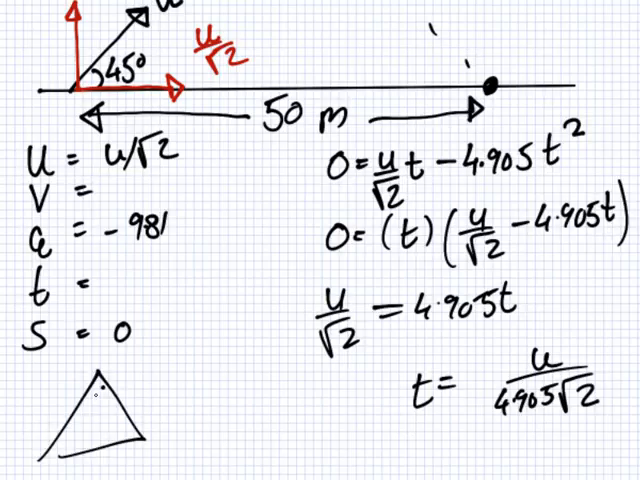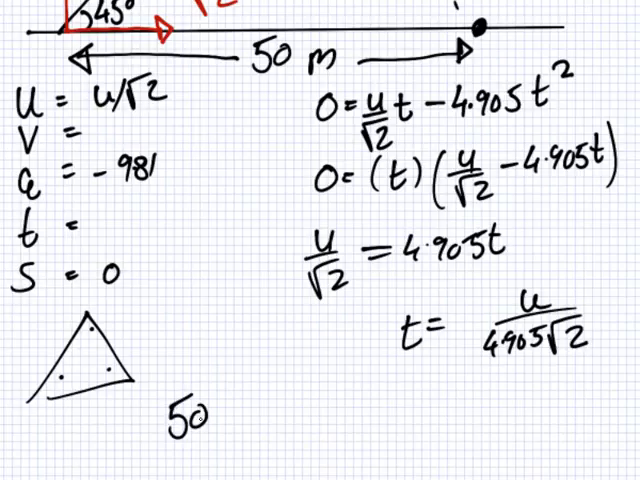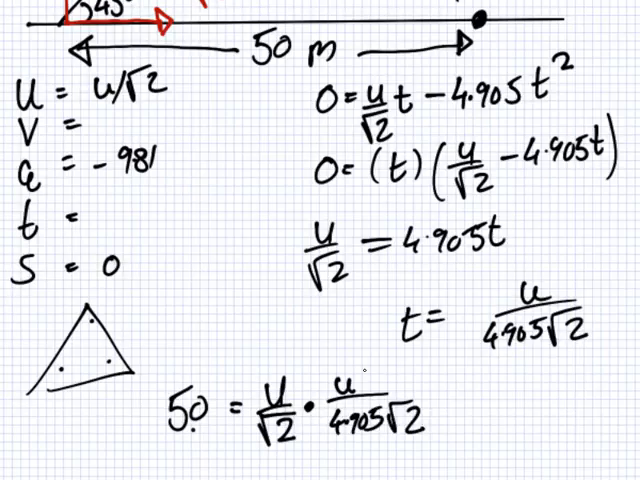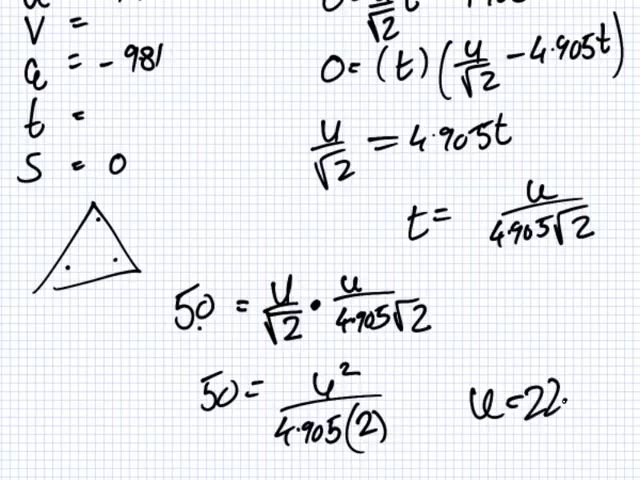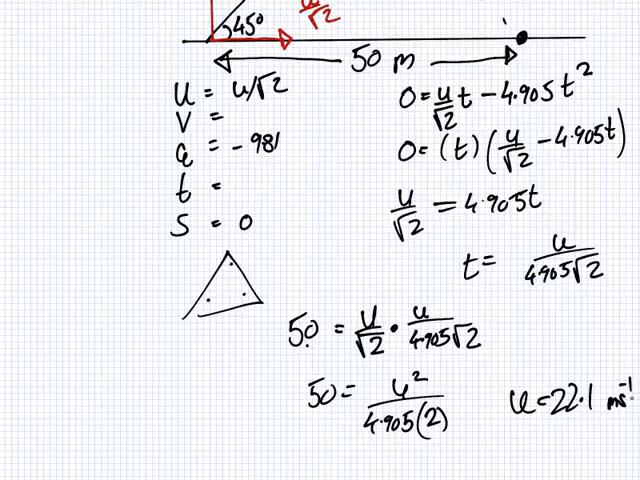But we know horizontally the distance is 50. So if I use my triangle of distance, speed, time, what does distance equal? Speed multiplied by time. So the distance is 50. It equals the speed, U over root 2, multiplied by the time, U over 4.905 root 2. So 50 equals U squared over 4.905 times 2. Can you figure out the U from this? Yeah, because there's only one unknown. So 50 times 4.905 times 2, square root, gives 22.1 meters per second. Now we're getting trickier.